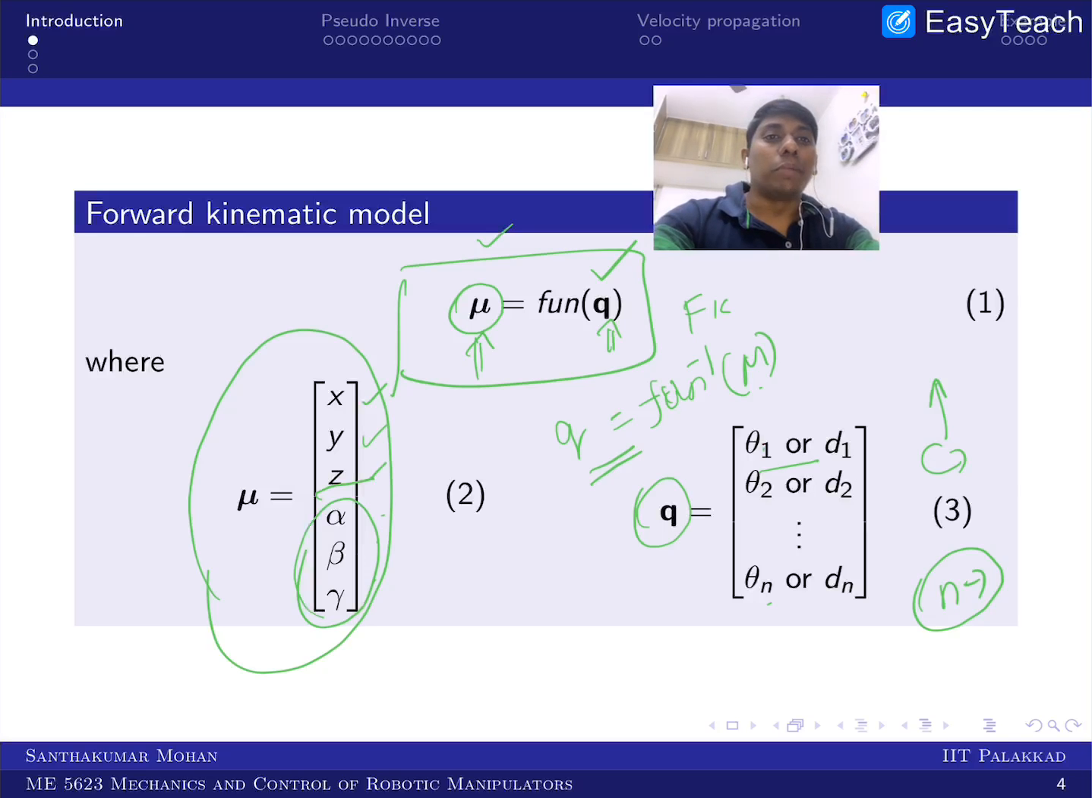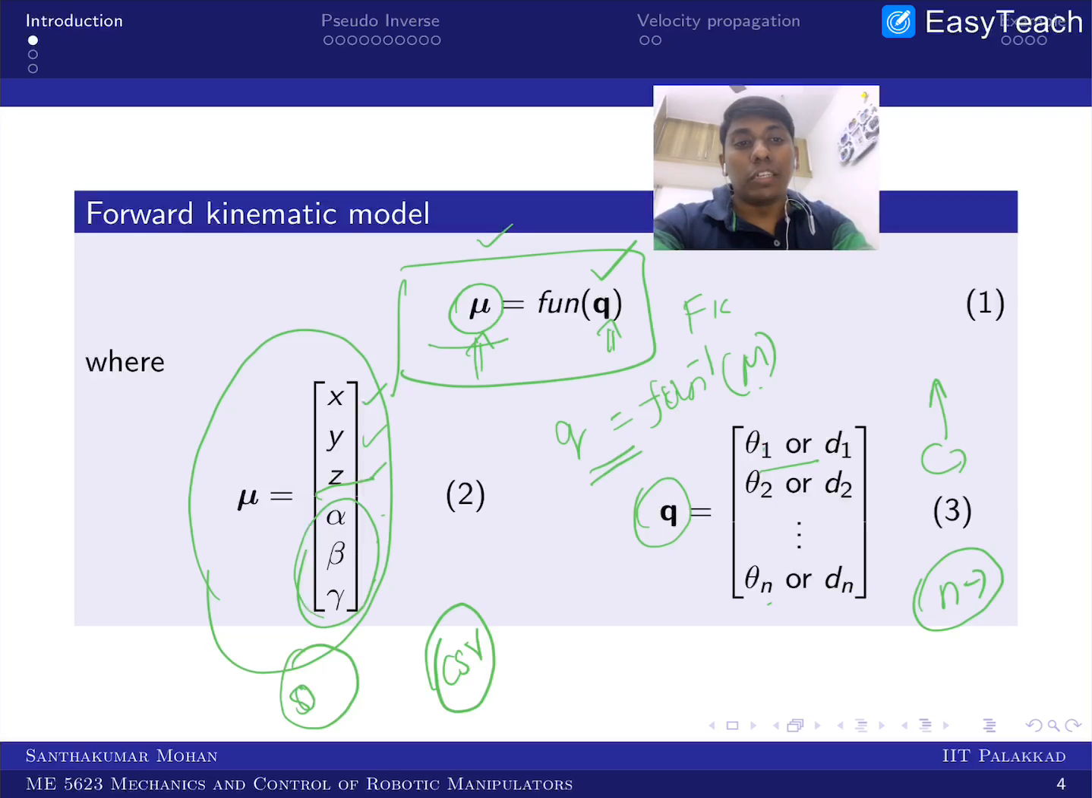But in this particular case we are not looking at that. Instead, we are looking at this equation, and if I differentiate it, I will get the configuration space velocity, and on the other side you will get the operational space velocity.